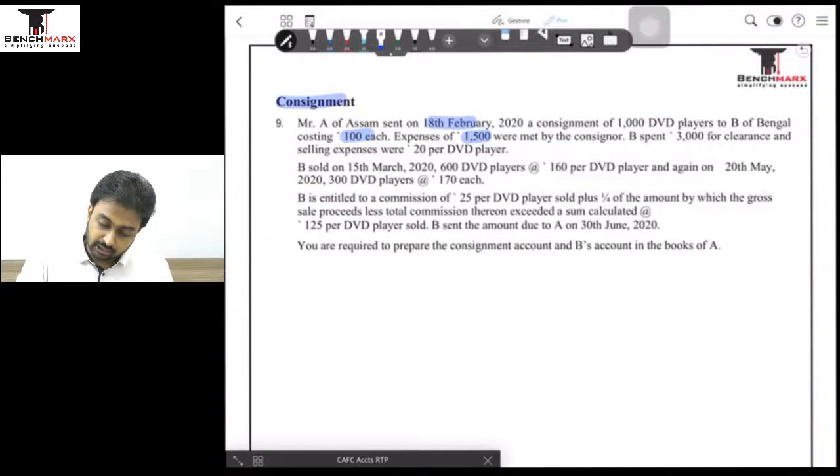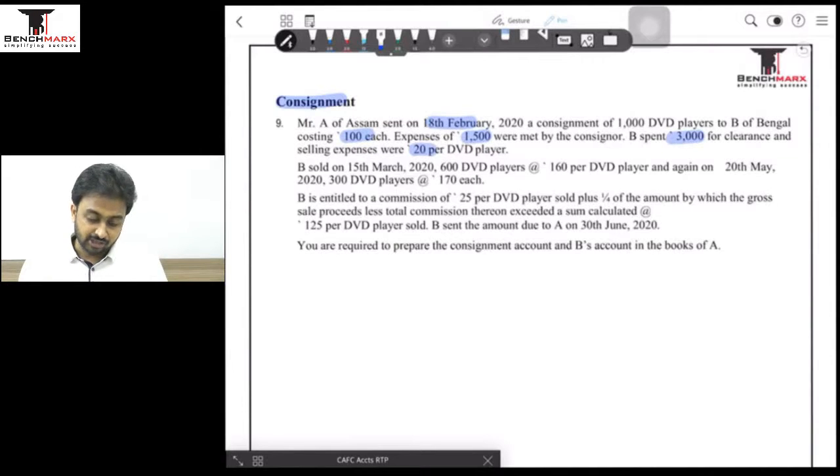B, the consignee, spent rupees 3000 for clearance. Since he spent it, it will go from his bank. So I will make him my creditor because he is the one making the payment on my behalf. The entry is consignment debit to Mr. B, that is 20 per DVD.